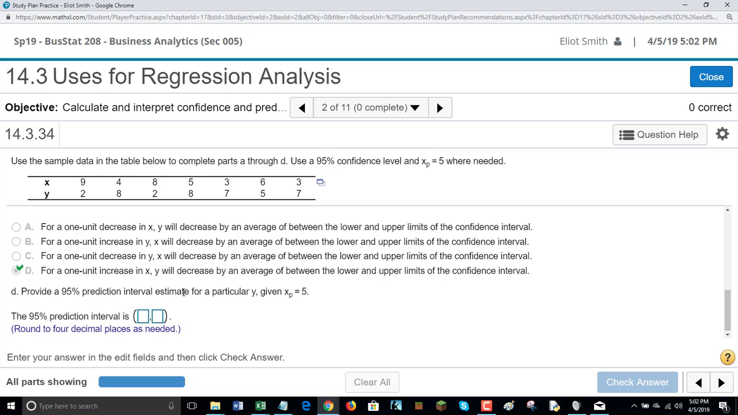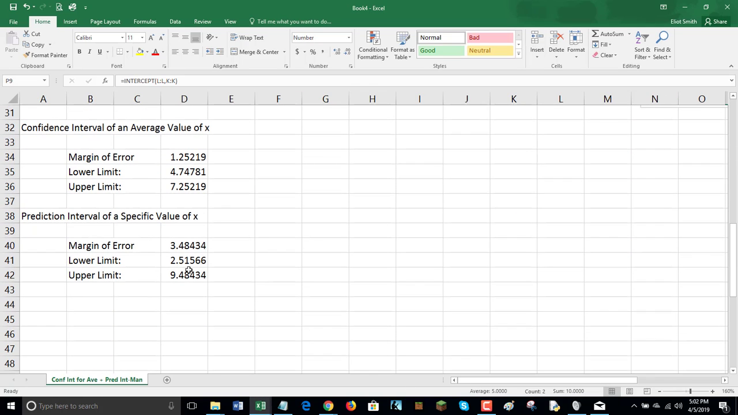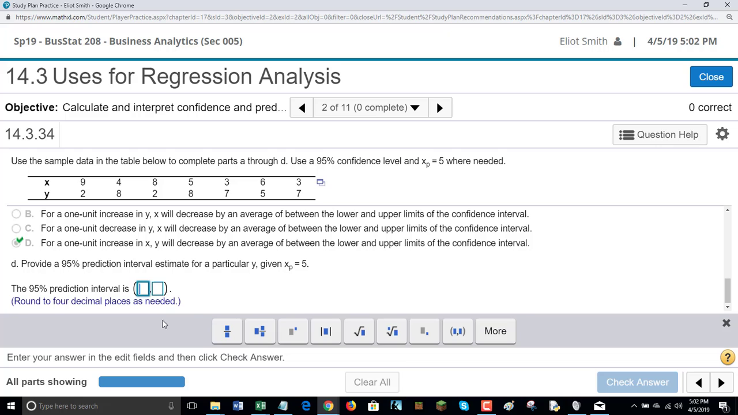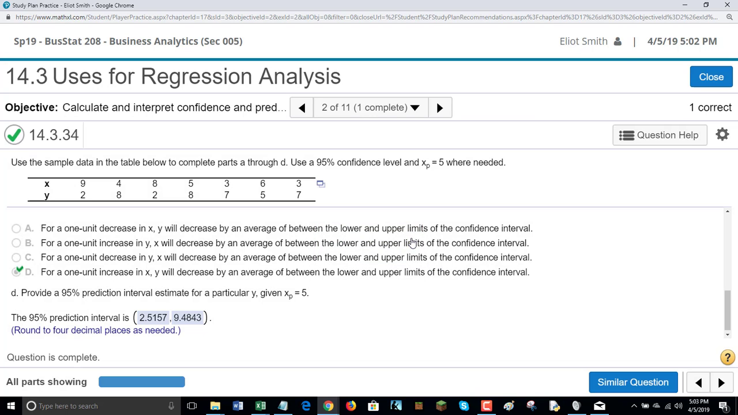Now, this is important. First of all, we are doing an interval, so we need to go to my template, but we see the word particular. If you see particular, specific, something that does not say average, right? We want to go down here, prediction interval of a specific value of x, as opposed to confidence interval for an average or mean value. So we need these two numbers. We got that one, that one. Oh, there we go. All done.